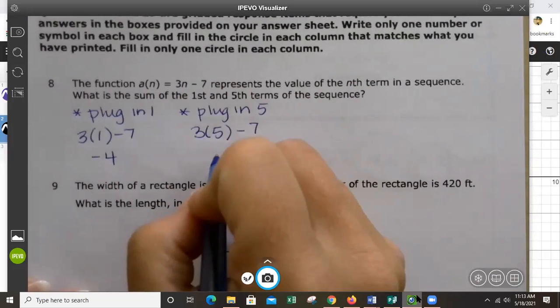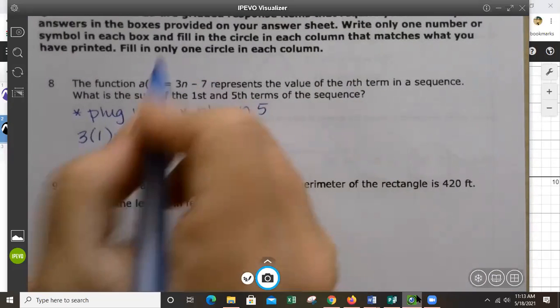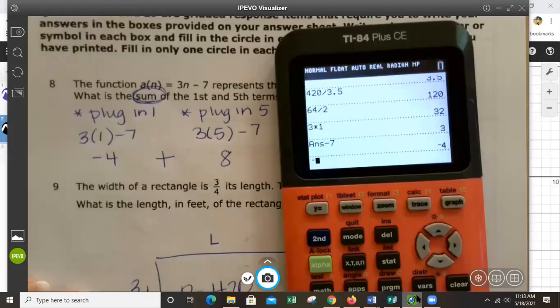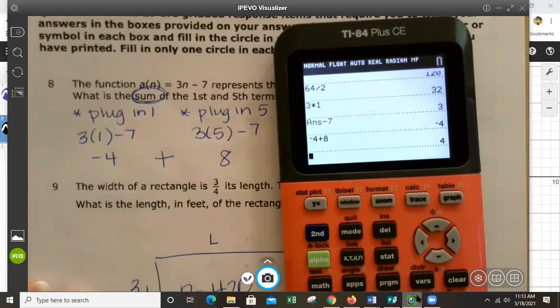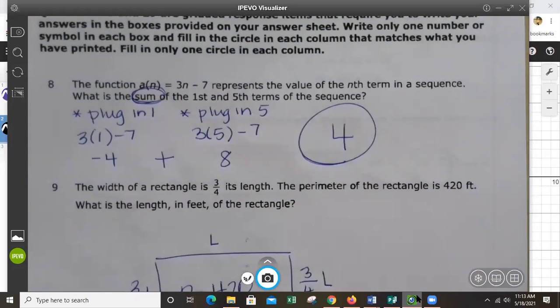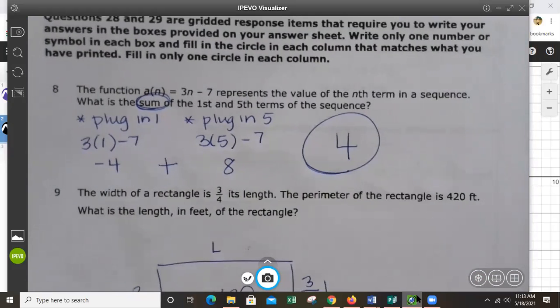You guys have 8. Yeah, 8. And it said it wants to know the sum. What is -4 plus 8? That's it. So anytime I ask you about sequences, plug it in. First term, plug in 1. Fifth term, plug in 5.